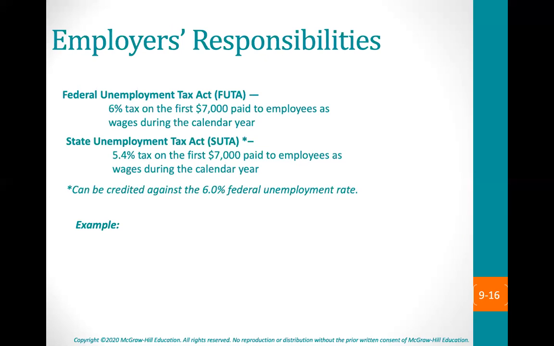You can take a credit against the 6.0% federal unemployment rate of up to 5.4%. So if you pay 5.4% SUTA, you're only going to end up paying 0.6% FUTA. If your SUTA rate is higher than 5.4, you cannot take anything more than 5.4 as a credit.